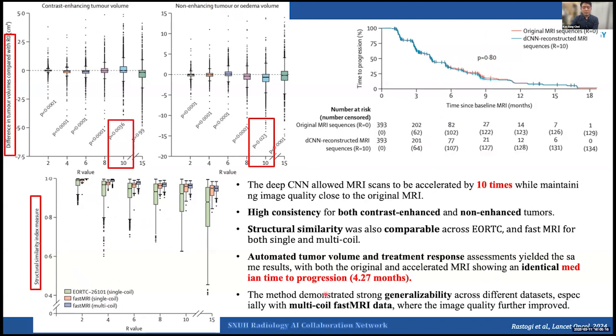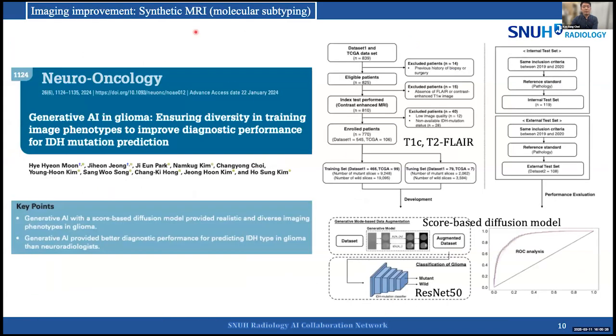The method demonstrated strong generalizability across different datasets, especially with multi-coil fast MRI data, where the image quality further improved. The next one is about synthetic MRI and improving diagnostic performance for molecular subtyping.